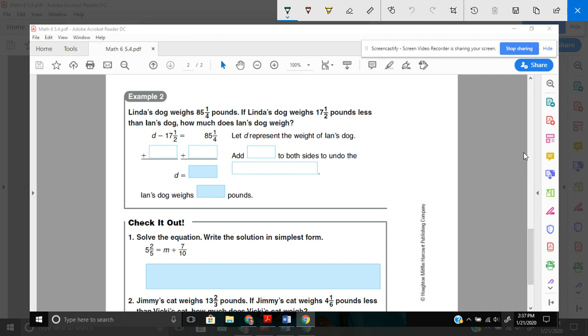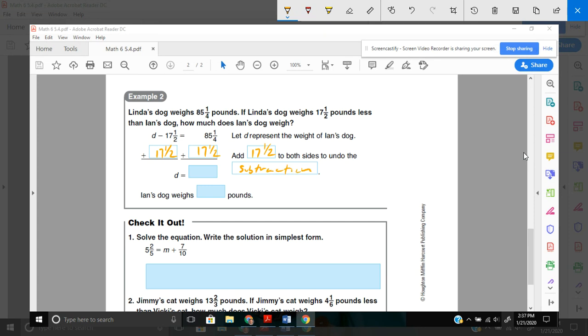Wow, so Linda's is 85 and it's 17 less than Ian's. So you'll see here they first started by writing an equation. We don't know what Ian's dog weighs, so they just called it D for dog. And if you take 17 and a half pounds and you subtract it from Ian's, that's how much Linda's would weigh. So that's this equation that you see here. To solve, undo the subtracting by 17 and a half by adding 17 and a half to both sides, to undo the subtraction.